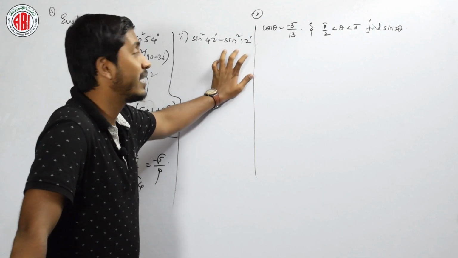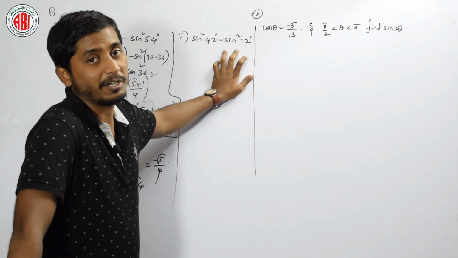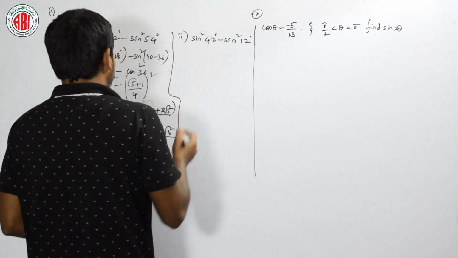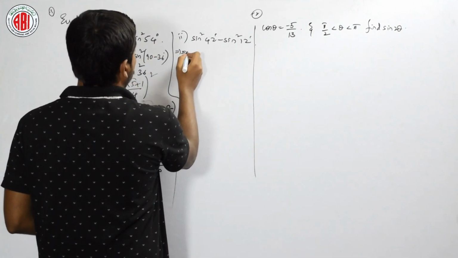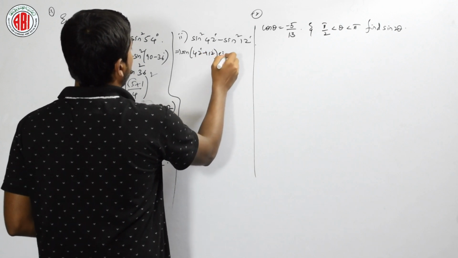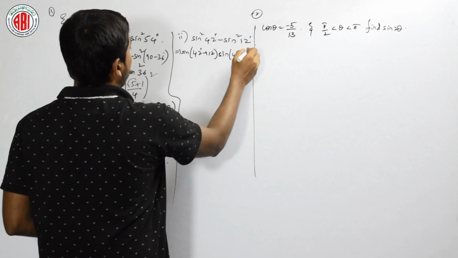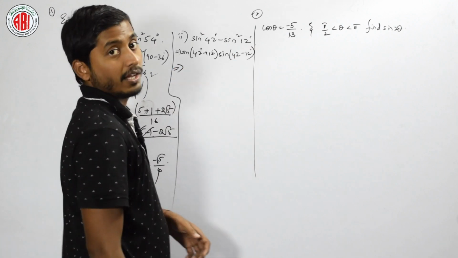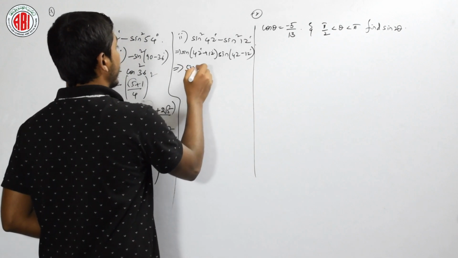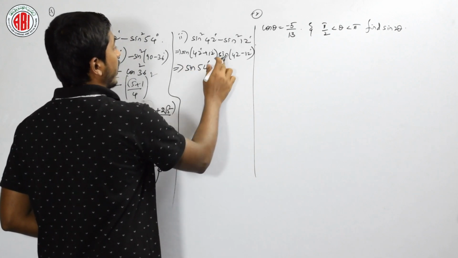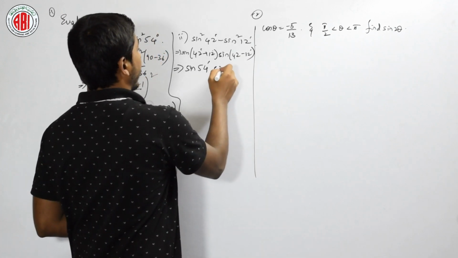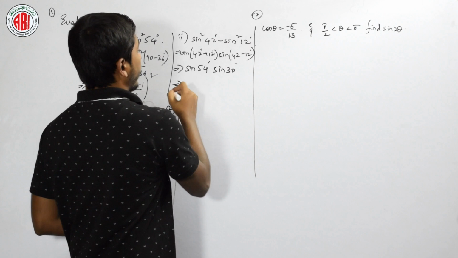That is sin square a minus sin square b can be written as sin of a plus b into sin of a minus b, isn't it? Now let us do that. That is, it will become sin of a plus b into sin of a minus b, right? What is 42 plus 12? It is nothing but sin 54 into sin of 42 minus 12. How much it will be? That is sin 30. Is it right?